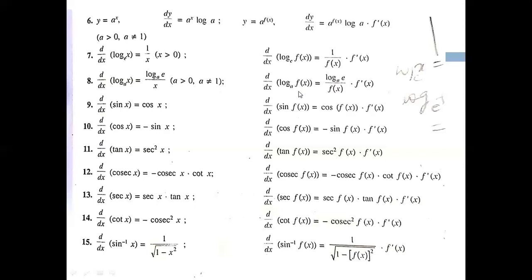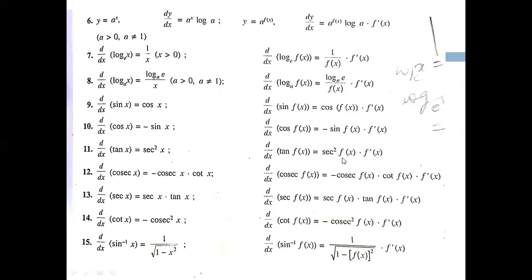Similarly, if these functions are in the form of f of x, then how to find the derivative by the chain rule? The sin f of x derivative is cos of f of x. And by the chain rule, we also find the derivative of f of x, that is f dash x. Hence, cos of f of x derivative is minus sin of f of x into f dash x.